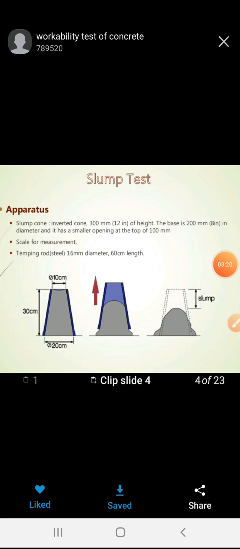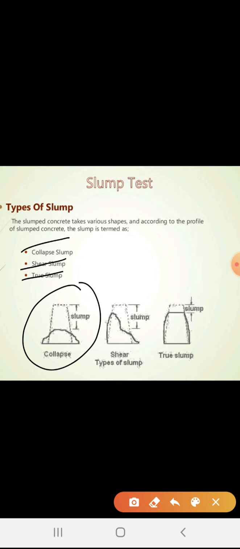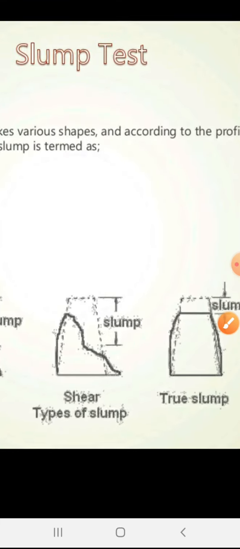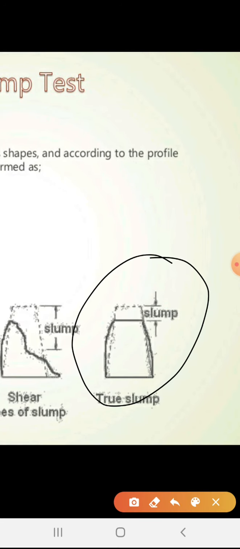All this we can see in the next slide. So these are the different types of slump: collapsible slump, shear slump, and true slump. In the first, we can see that the difference between the original height and the height after collapse is large, the slump value is more, and so we call it collapsible. In the second, the height is less compared to collapsible, but the shape of the slump is like a shear failure. And the third one is almost the same as the original; the shape of the concrete remains a conical shape.